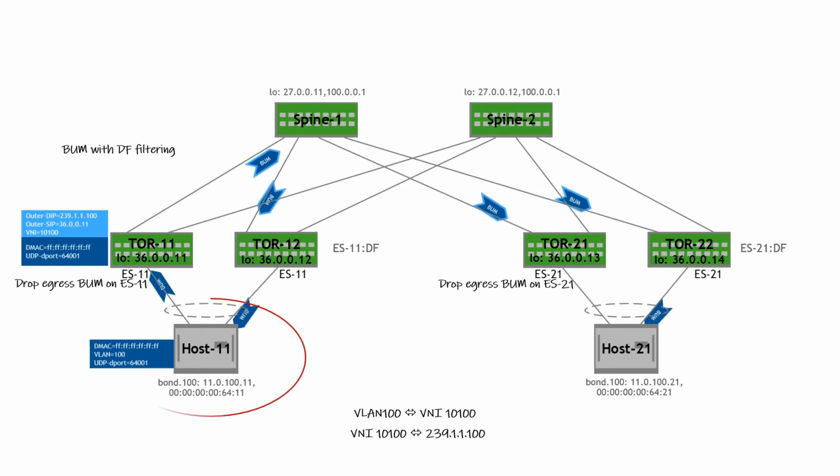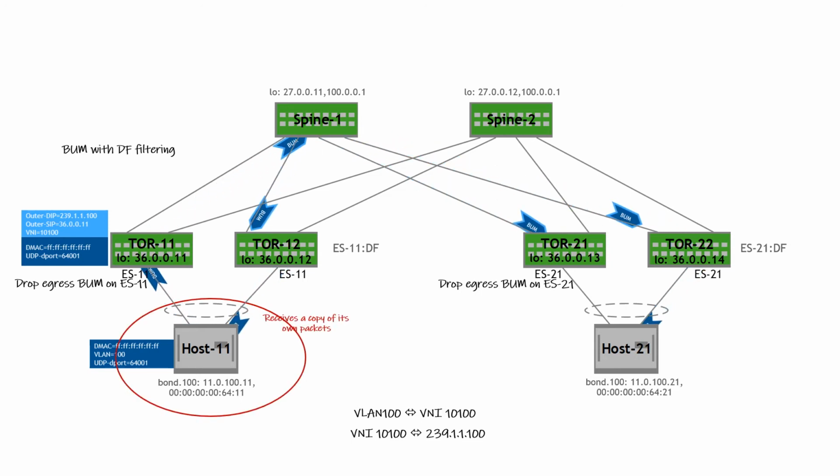But what's going on in rack 1? TOR 12 is still sending a copy down to host 11, so host 11 is receiving a copy of its own packets. TOR 12 is doing the right thing here. It is the designated forwarder after all. So how is this problem solved? It is solved using split horizon filtering.